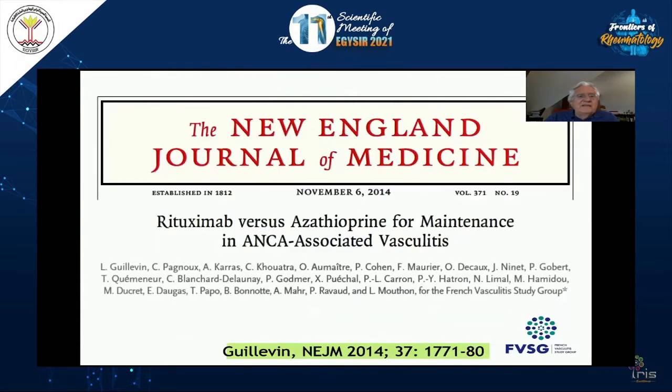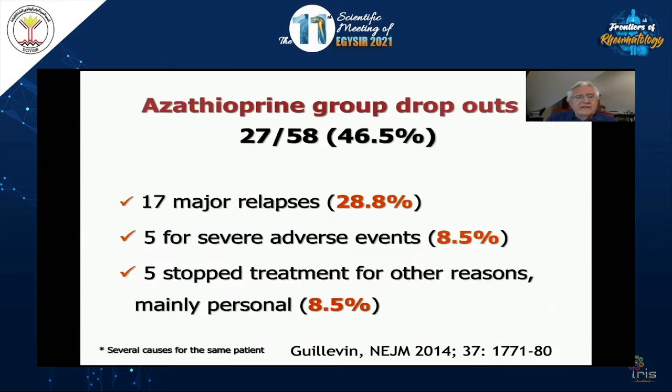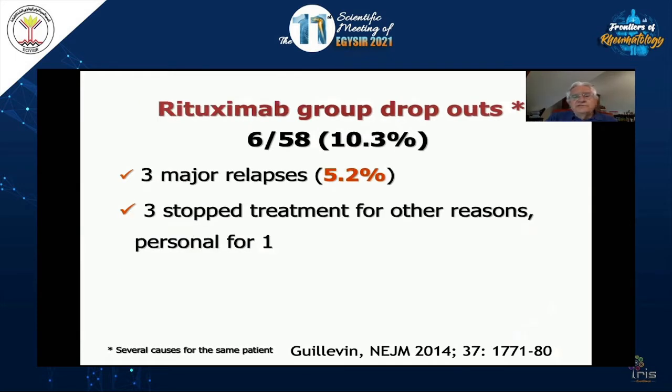for the patient and for the clinicians. For this reason, we made this trial, rituximab versus azathioprine for maintenance in ANCA-associated vasculitis. The details of this maintenance treatment are shown here. Azathioprine was the reference treatment, for 22 months. And for pulse rituximab, the dose was only 500 milligrams every 6 months. We stopped treatment at 18 months, and the evaluation was made at 28 months. The results are clear. The major relapse, 28%, are in the group with azathioprine, and in the group with rituximab, it is only 5%.